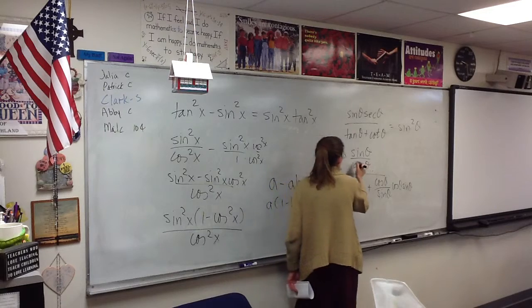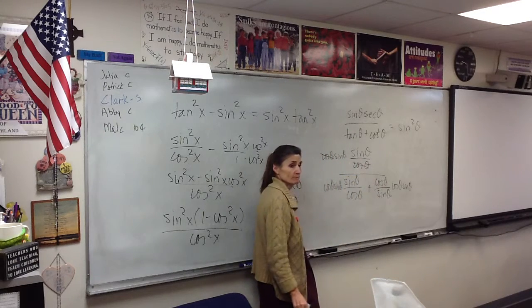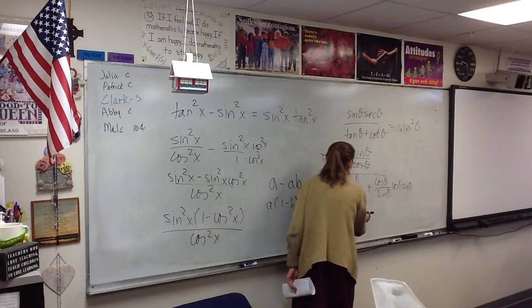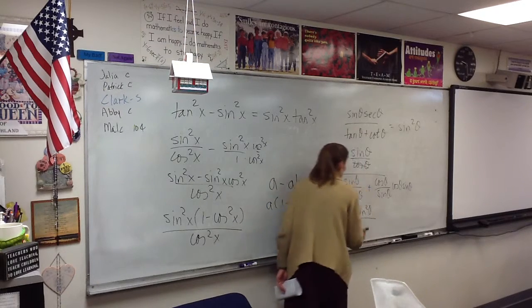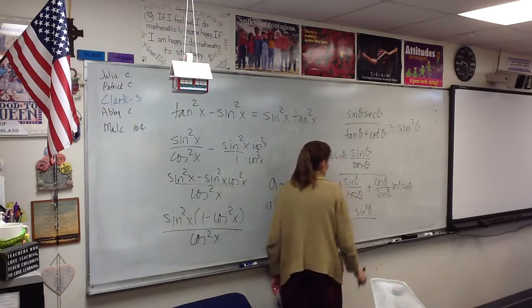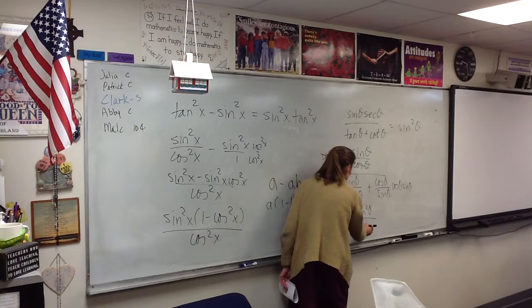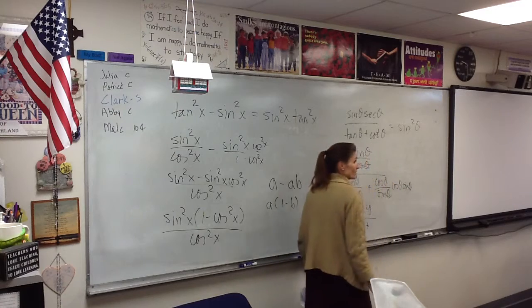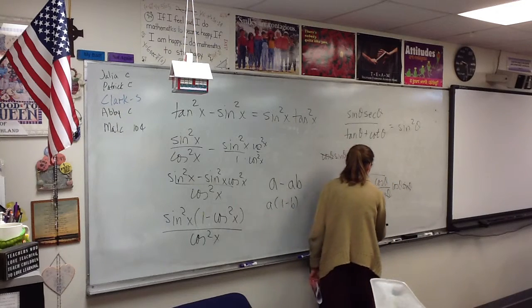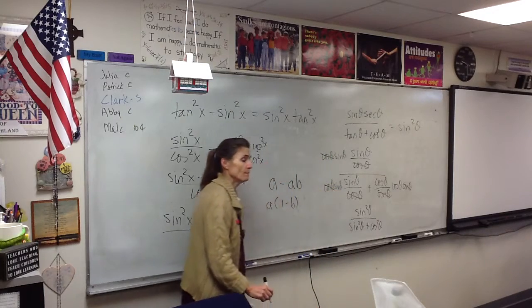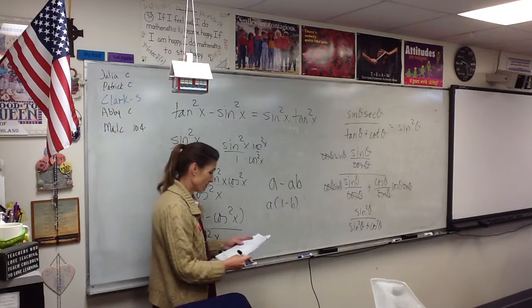So cosines cancel, right, in the first term? Yeah. Leaving me on top with nothing but sine squared. Cosines cancel down here, leaving me with sine squared, plus sines cancel here. Cosine squared. What's in your denominator? 1. That was not hard, was it?